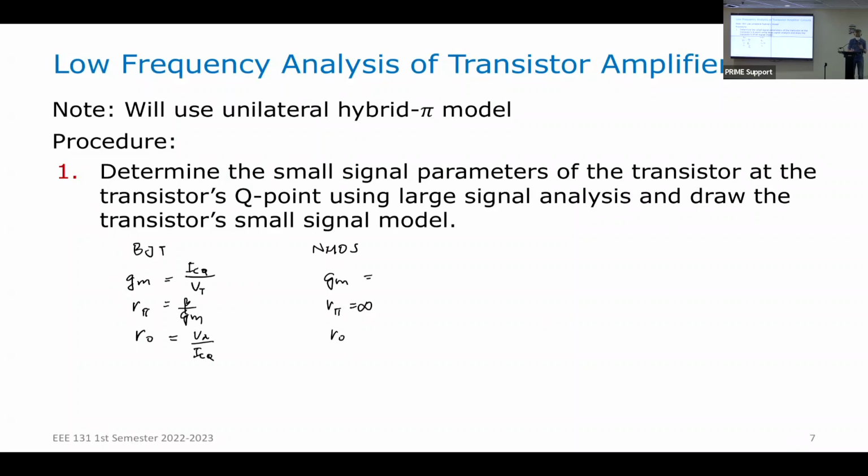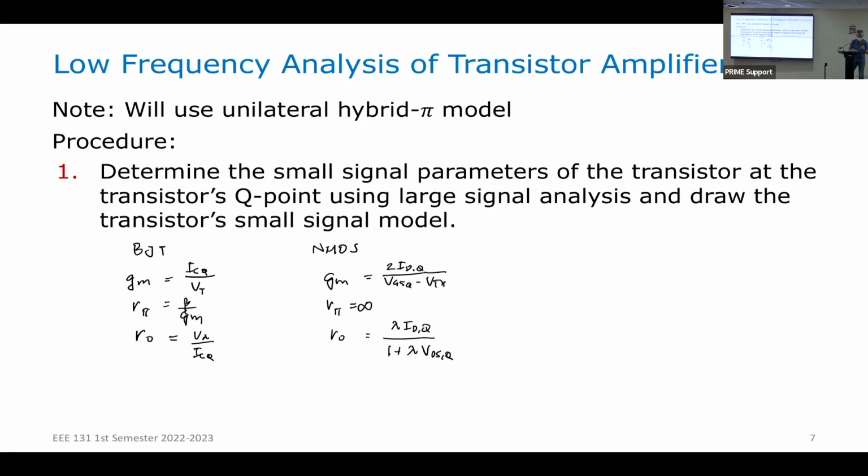Here for the MOS, GM is 2 IDQ over VGSQ minus VTH. R pi is equal to infinity. What is RO? This is lambda IDQ over 1 plus lambda VDSQ. So these are your formulas, and you just have to remember these formulas. To be able to compute for GM, R pi, RO, you just need to know your quiescent point.